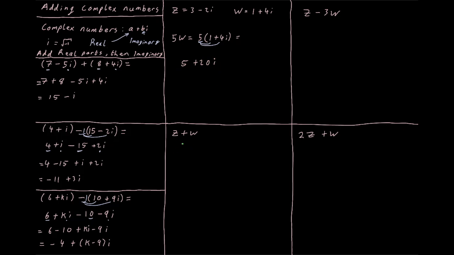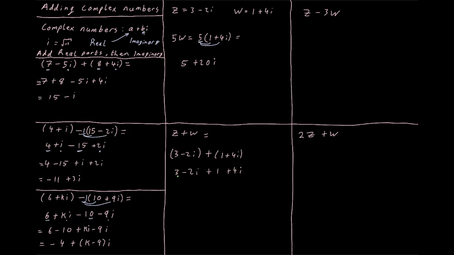What is Z plus W? Well, I know what Z means. It is 3 minus 2i. And I put brackets around that as a general convention for subbing in to anything. And I have W is 1 plus 4i. And now I'm back to what I had in my earlier questions. So I just have 3 minus 2i plus 1 plus 4i.